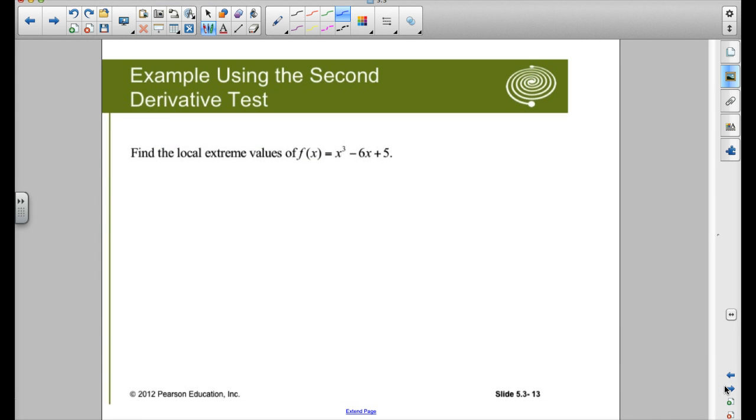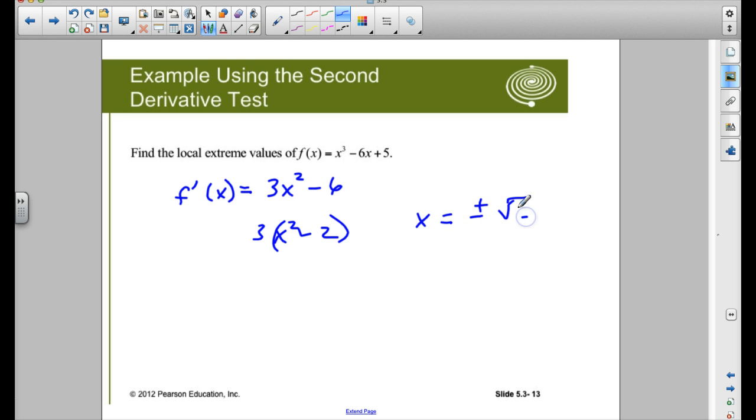Find the extreme values of this. Okay, let's take the first derivative. We're going to get 3x squared minus 6. Factor out a 3, and we get x squared minus 2. So x is equal to plus or minus the square root of 2. So there are our two critical points. Now let's graph it out and check it. Here's negative square root of 2, here's positive square root of 2.